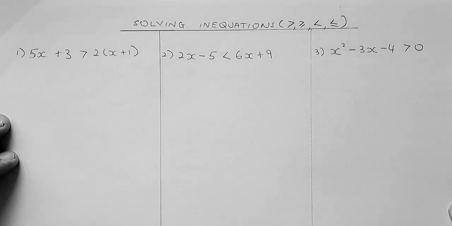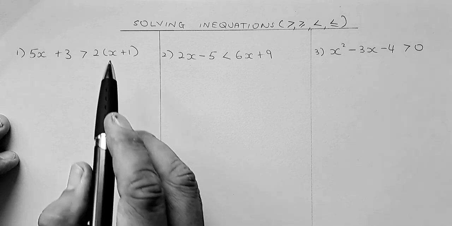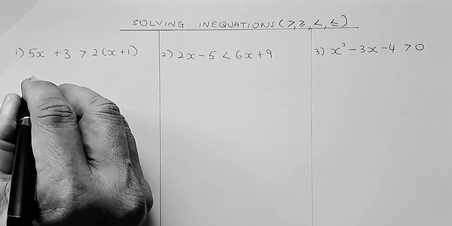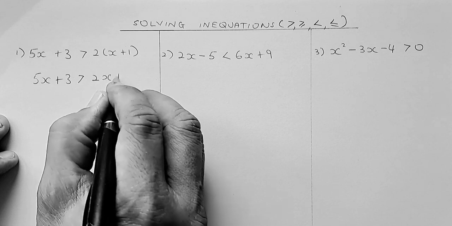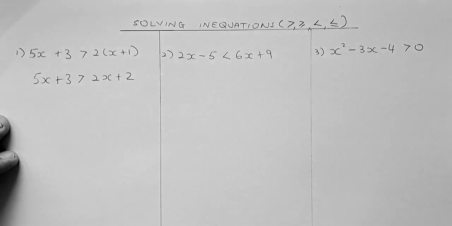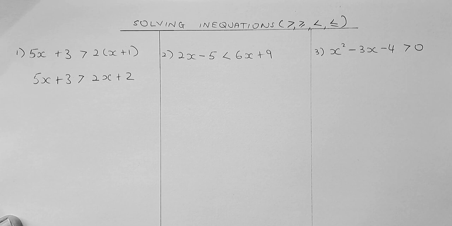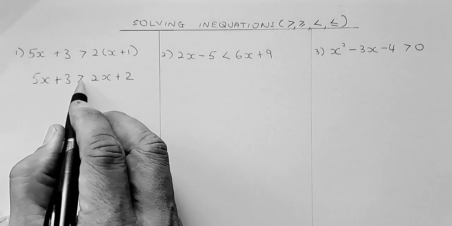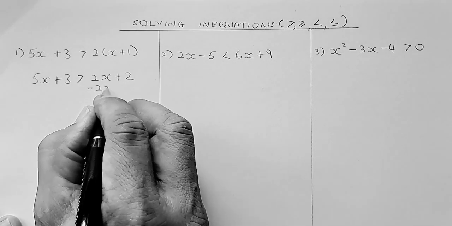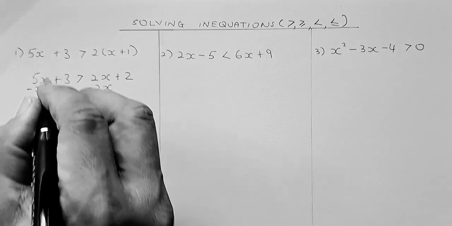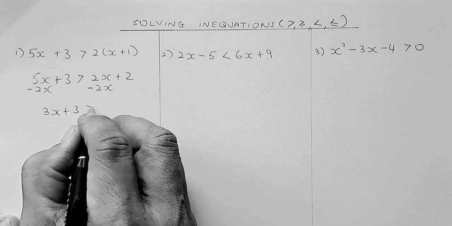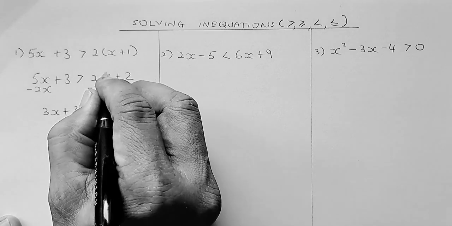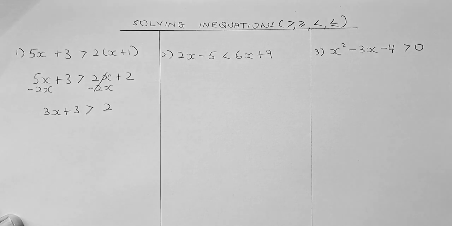First, you have 5x plus 3 is greater than 2(x plus 1). The first step, you're going to expand the second expression. So you get 5x plus 3 is greater than 2x plus 2. That's the first step. The next step you do as normal algebra, as though you treat this as an equal sign. You're going to minus 2x on both sides. When you minus 2x, what's left on the left-hand side is 3x plus 3, and on the right-hand side it's 2, because 2x minus 2x cancels out.